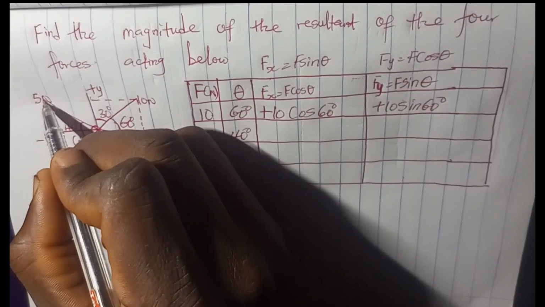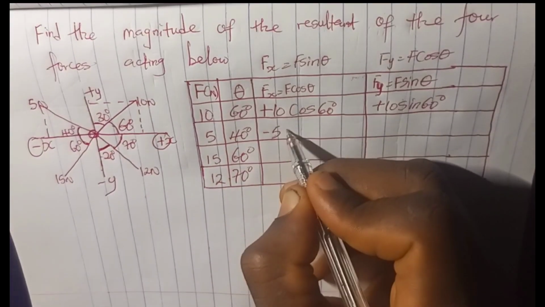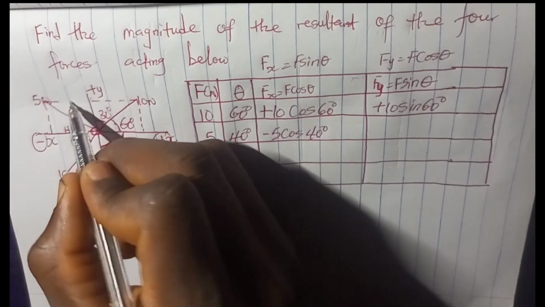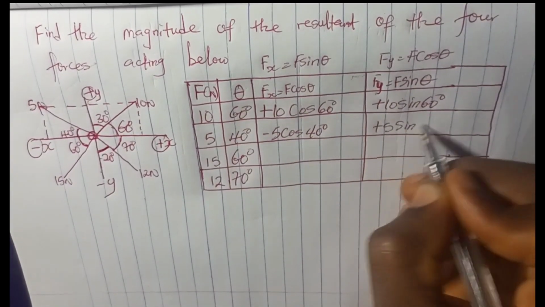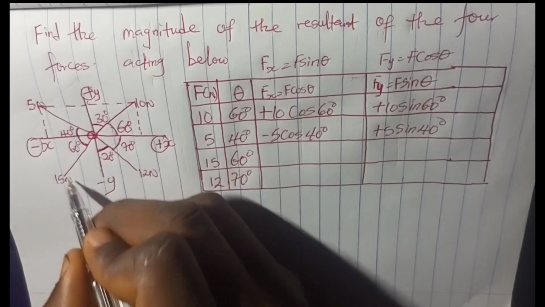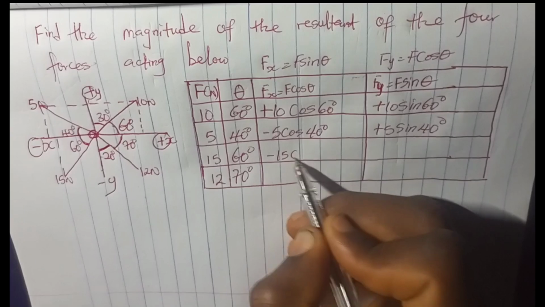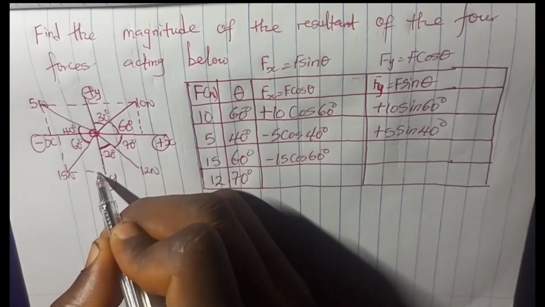5. If I want to resolve it to the horizontal, I'll take it down to the horizontal. I'm seeing minus. That is minus 5 cos 40 degrees. Now, if I want to resolve it to the vertical, I take it to the vertical. What am I seeing? Plus. That is plus 5 sine 40 degrees. Now, 15. If I want to resolve it to the horizontal, I take it up. That is minus 15 cos 60 degrees. Now, if I want to resolve it to the vertical, I take it to the right.